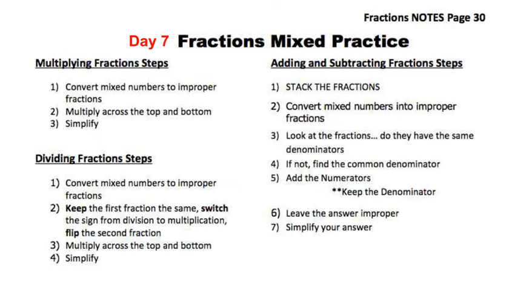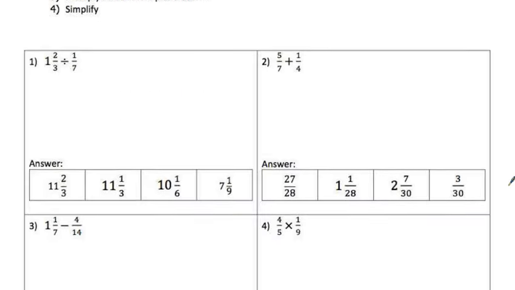the fractions. Then we're going to convert mixed numbers into improper fractions, find a common denominator, add or subtract the numerators and keep the denominator, and leave the answer improper and simplify if needed. Now remember, for multiplying and dividing, you can also leave the answer improper. So let's look at a few examples.